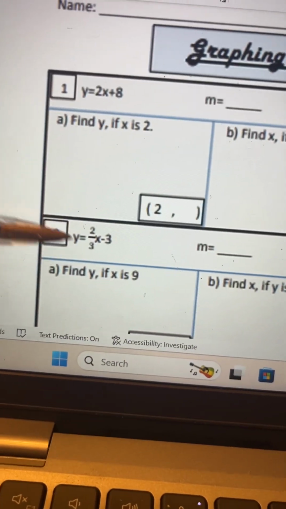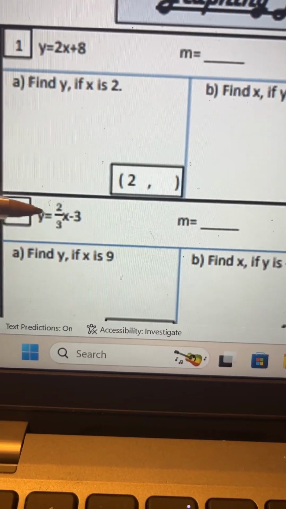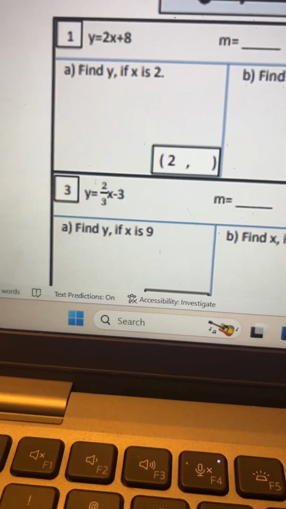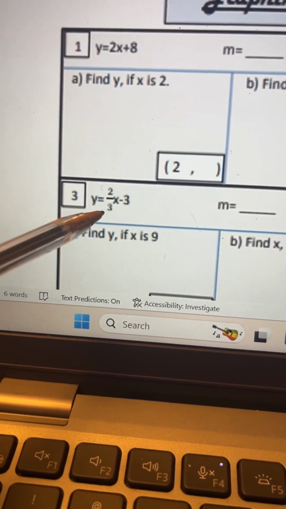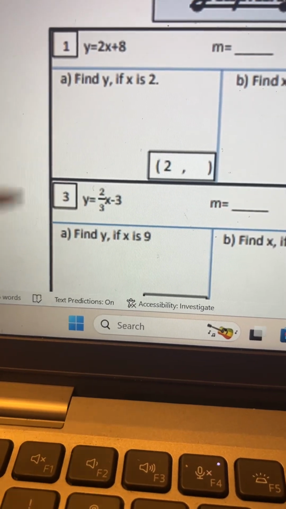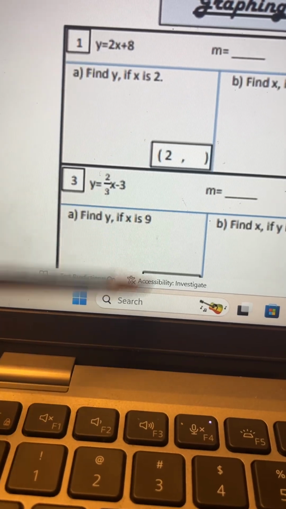So the next question has a fraction. We're struggling with that. But if we're talking slope and y-intercept, what's the m, what's the b, then just write that y equals mx plus b, and then just pull out the slope and the y-intercept and write them right here, okay? And then you plug it in, okay?